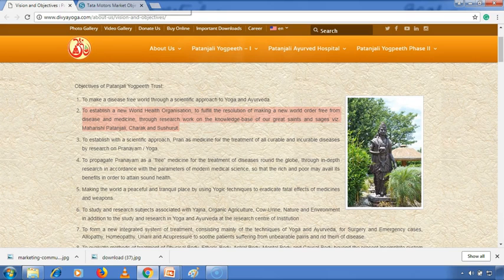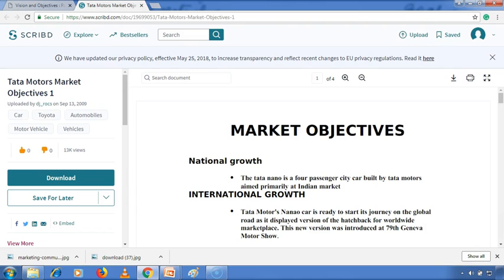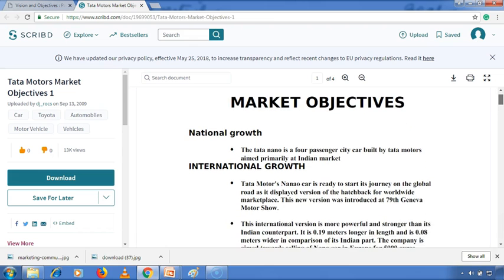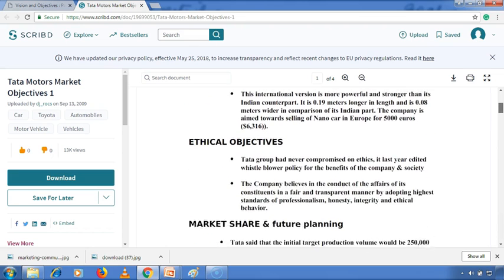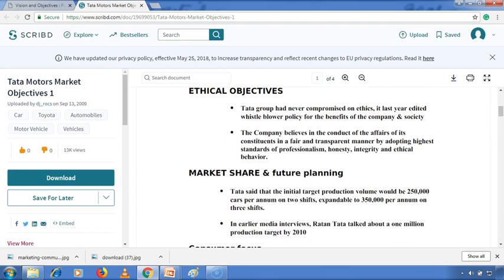In general terms, let's check Tata Motors. You guys know about Tata Motors? Tata Motors came into the picture basically when the Tata Nano was launched. The Tata Nano is a 4-passenger city car built by Tata Motors. Now we are going to talk about the ethical objectives. Tata Group has never compromised on ethics. Last year it edited its whistleblower policy for the benefit of the company and society. Have you read about the whistleblower policy? Was it in the syllabus? No.